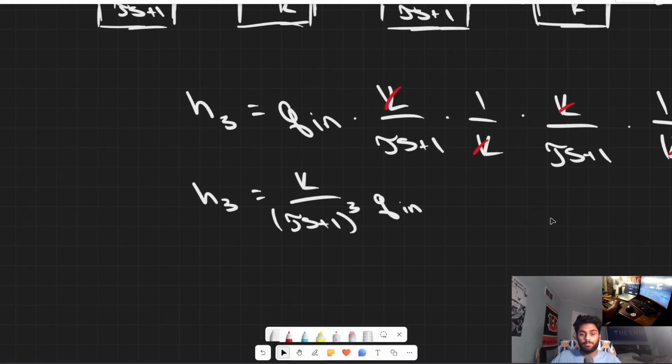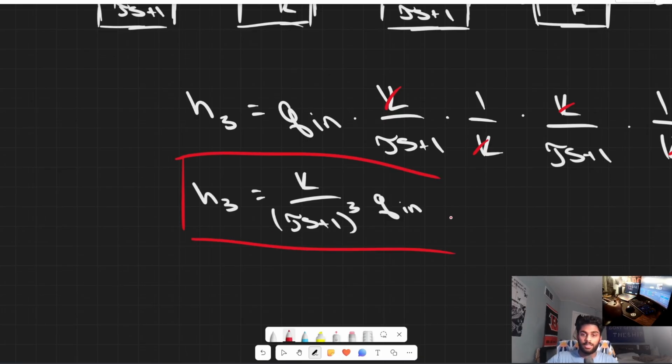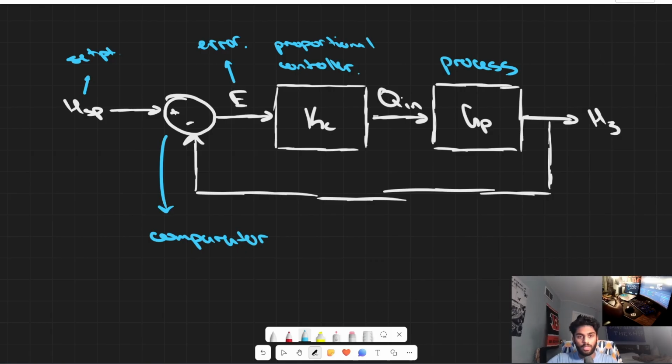But now what we have is a transfer function that gives us a relationship between the level of tank 3 and the initial inlet. So I've outlined another block diagram here, and I'm just going to walk through it really quick. So this GP here is indicative of our process, and that process is what we had before with our 3 tanks in series. So I'm consolidating that into just one block here.